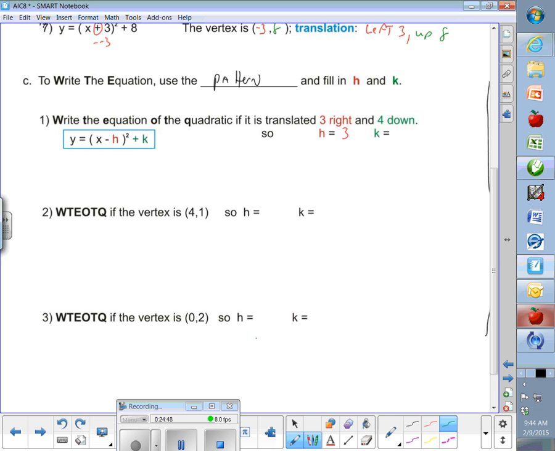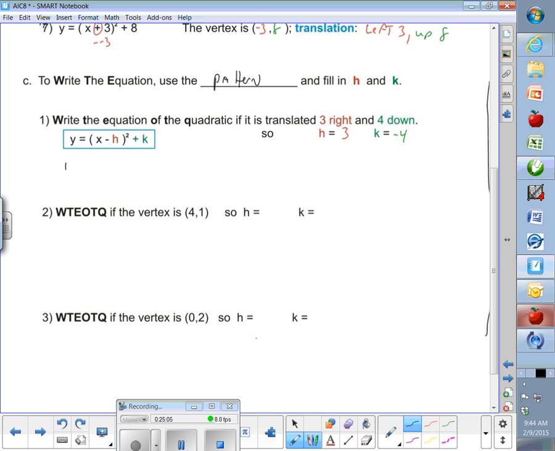If it's down 4, what would the k be? Positive 4, just like that? Okay, down is negative, so that one's a negative 4. Up is positive, down is negative. Right is positive, left is negative.